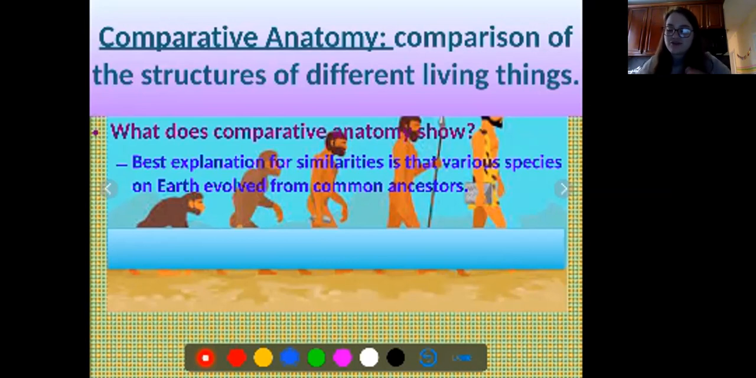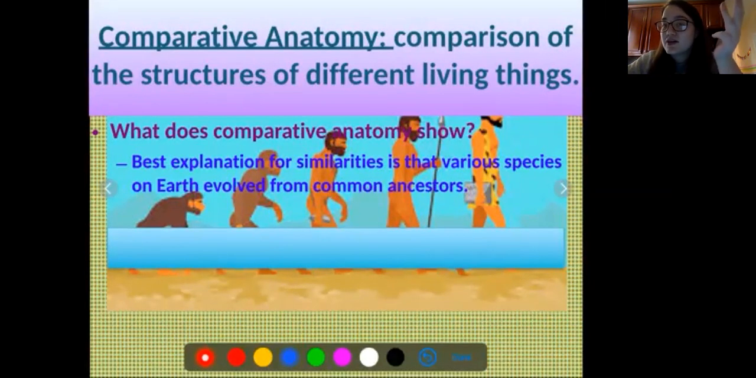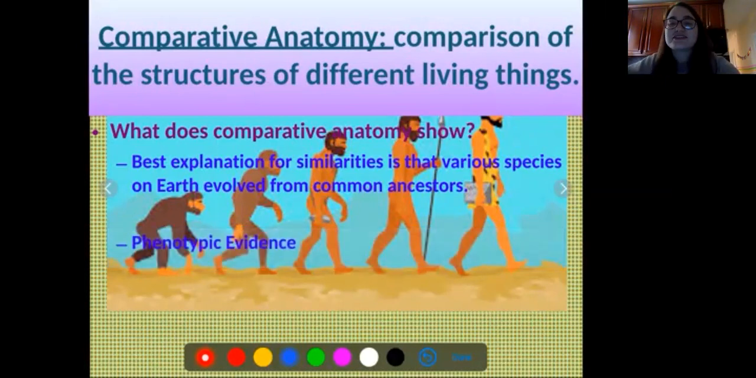Now, using our four classifications, do you think comparative anatomy is talking about molecular evidence, genetic evidence, geological evidence, or phenotypic evidence? Well, since we're looking at structures between different species, we're talking about phenotypic evidence. And I've got a picture of what that looks like on my next slide. But go ahead and write down that this is indeed phenotypic evidence because we're looking at structures of different animals.